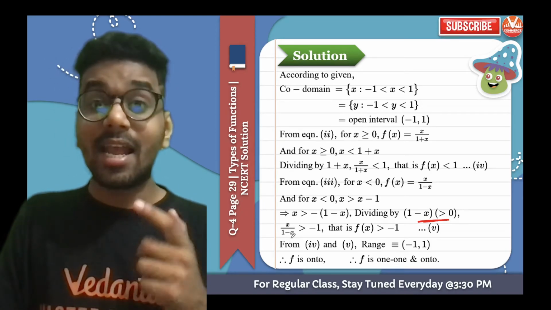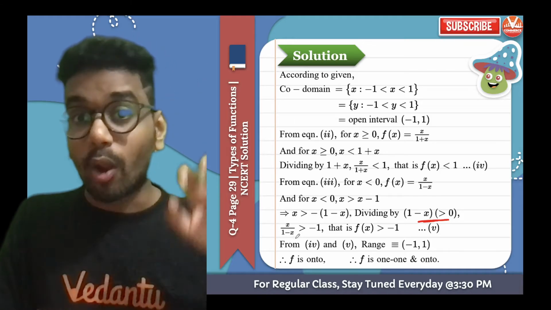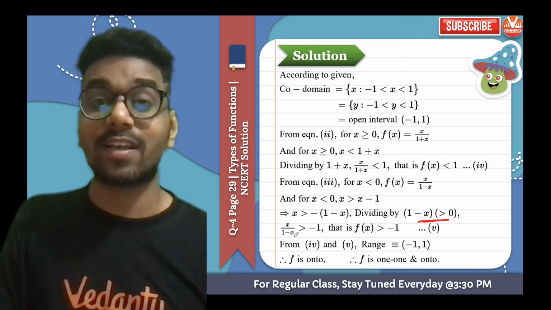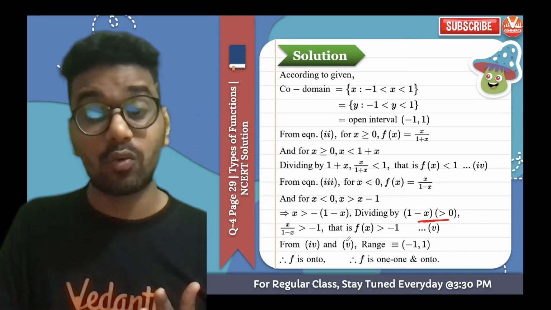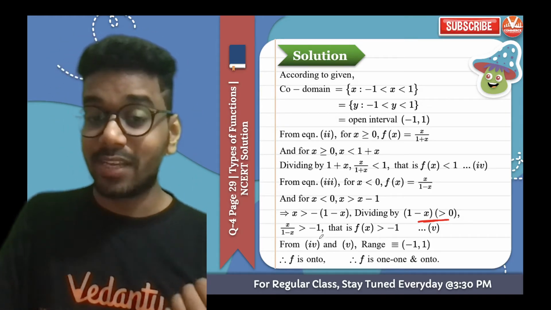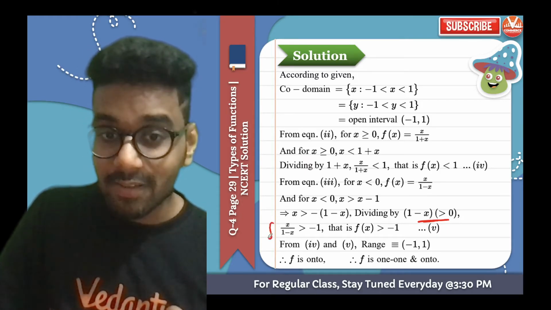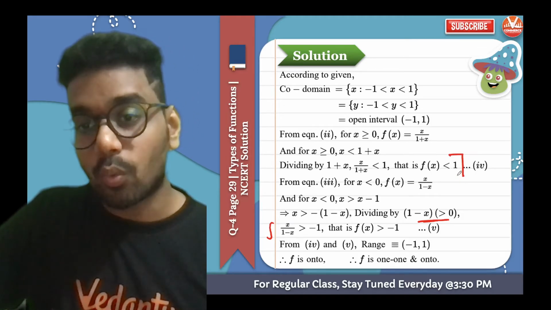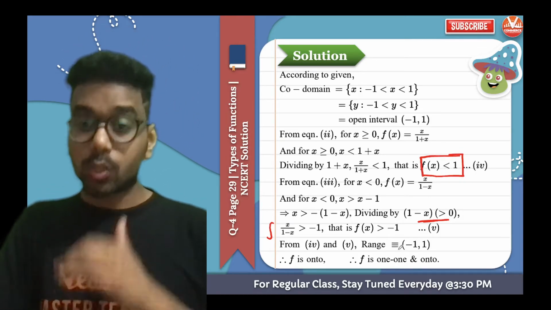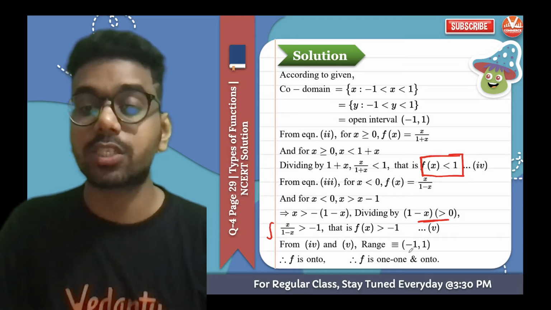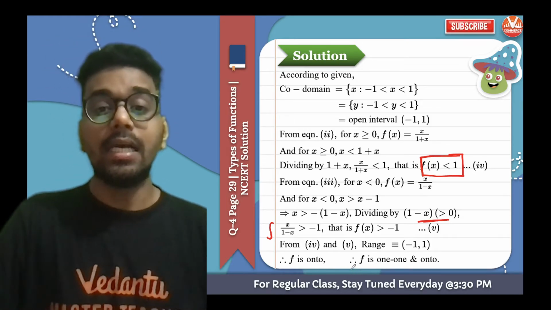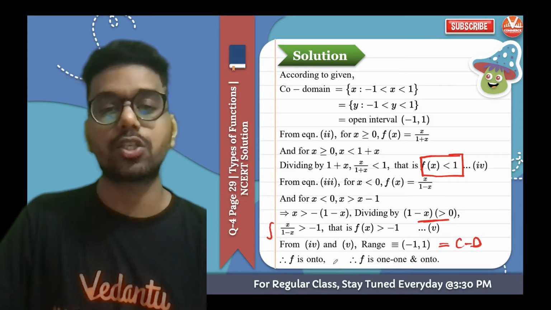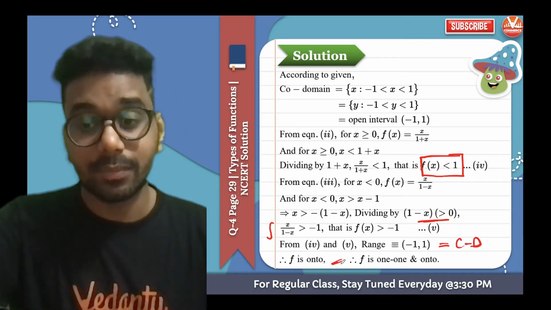Now what is this? In case 2, modulus of x will be equal to minus of x. This is why I have taken the negative sign over here. I hope it is clear. So from here we can say this function f is greater than minus 1 and this function f is less than 1. So less than 1 and greater than minus 1, that means the range is from minus 1 to 1. So we can say that it is equal to the co-domain, and if it is equal to the co-domain, that means the function is onto. I hope guys it is clear.